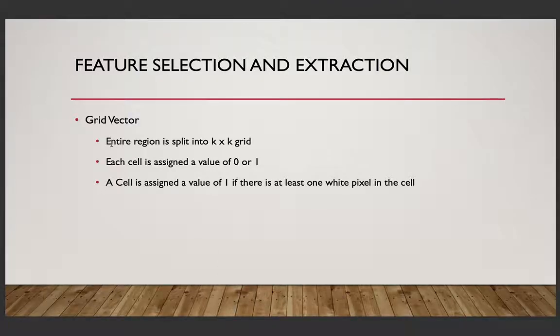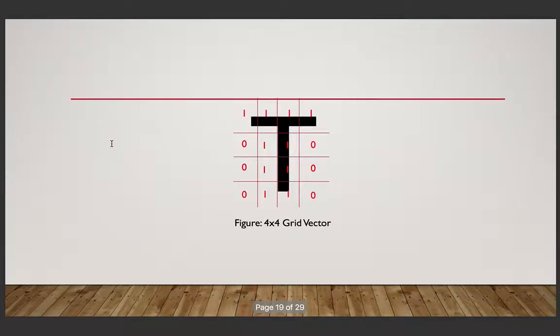So we now move on to another feature known as grid vector. Grid vector is the concept of splitting a bounding rectangle into a k cross k grid. Based on the information present in this bounding rectangle, we assign a value of 0 or 1 to each grid cell. A grid cell is assigned a value of 1 if there is at least one white pixel in the cell. So here, as we can see, in this 4 by 4 grid vector, wherever there is information related to the letter T, we have represented the cell with a value of 1.